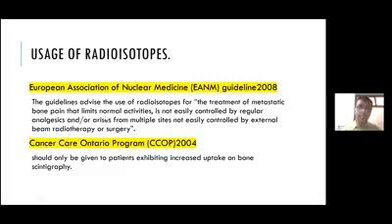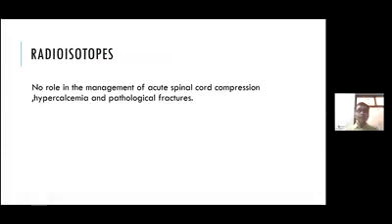Although the Cancer Care Ontario Program 2004 has given the guidelines that it should be given only in patients exhibiting increased uptake on bone scintigraphy. There is no role in the management of acute spinal cord compression, hypercalcemia, or pathological fractures. So it has to be given to patients with bone mets with pain only, not for skeletal related events.